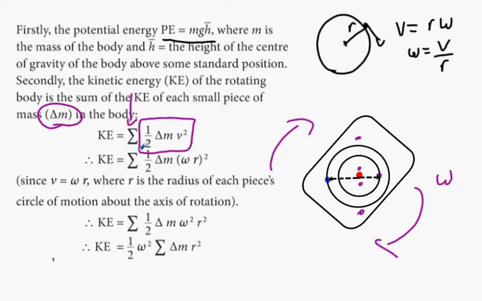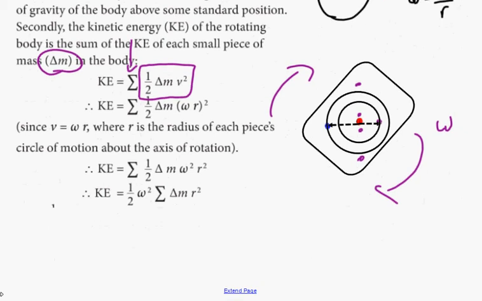So that's what this E stands for. Now what we do next is we change velocity into R omega, and now we have kinetic energy. It's the sum of the kinetic energies of every little piece, but we're using angular velocity. Then you scroll down a bit more, and since V equals R omega, where R is the radius of each piece, circular motion about the axis of rotation, the kinetic energy can now become this.